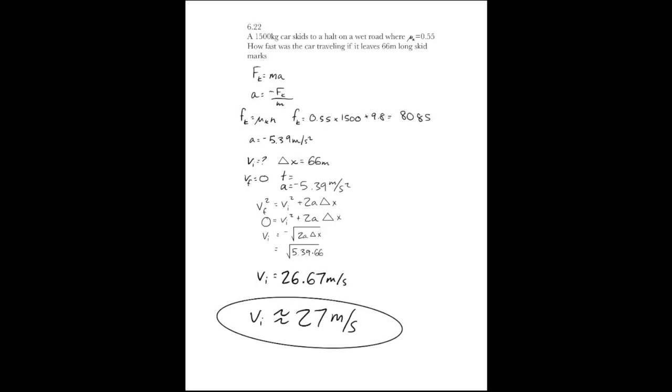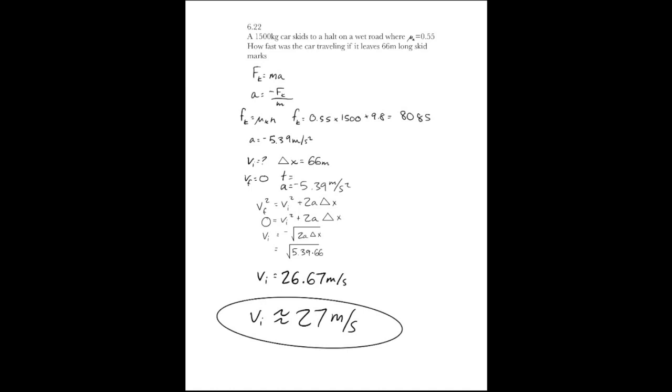Okay, so to solve this problem, we start with the force of friction, which equals 0.55. Now to solve for the acceleration, which we need for the kinematic formula, we plug in the force, which is friction, which is 0.55, and the mass, which was given as 1,500 kilograms. Then we solve for acceleration, which comes out to be negative 5.39 meters per second squared.